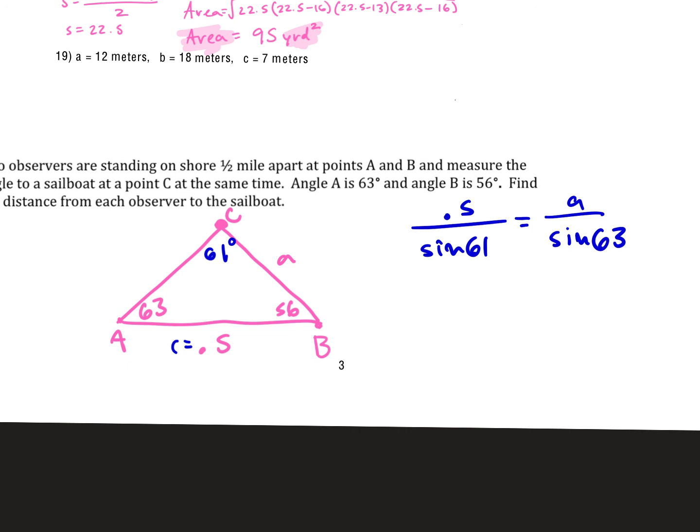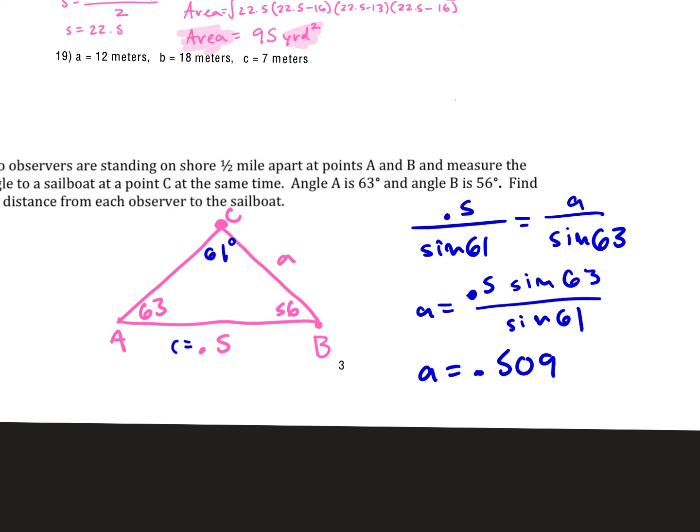Cross multiply, same thing that we would do before. So A is equal to 0.5 times sine of 63 over sine of 61. So I got A is equal to 0.509. This would be miles. And then you would just do the same thing to find little b.